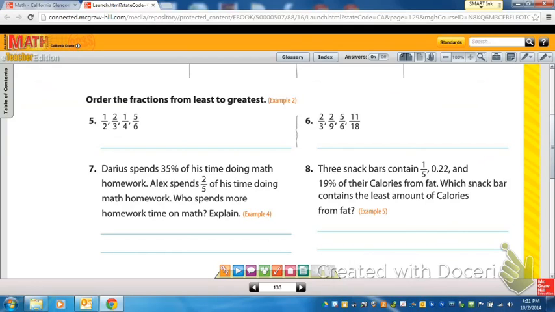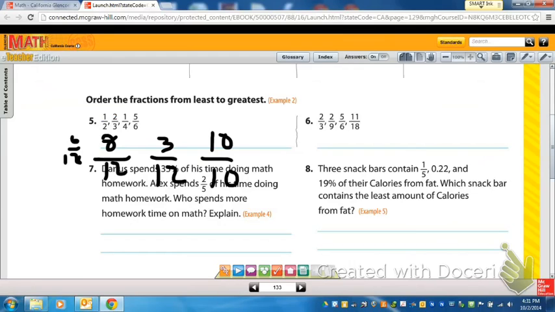Number 5, we have a half, 2/3, 1/4, and 5/6. Looking at the denominators, we can tell that the greatest common factor would be 12. So I'm going to change a half to 6/12, 2/3 to 8/12, 1/4 to 3/12, and 5/6 to 10/12.